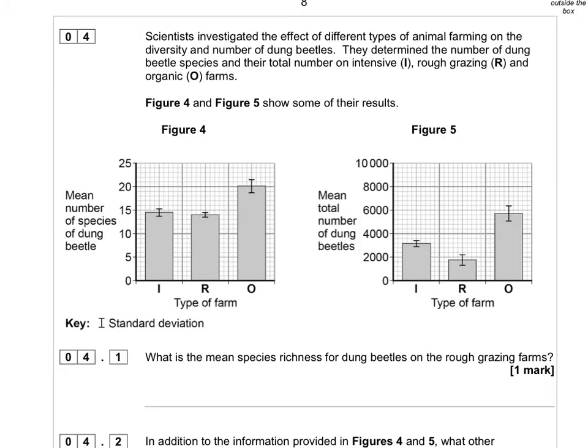Question 4. They give you lots of information here, and they talk about the effect of different types of animal farming on the diversity, a clue to what part of the spec it is, and the number of good old dung beetles. I do like a good dung beetle. They determine the number of dung beetle species and the number of dung beetles.